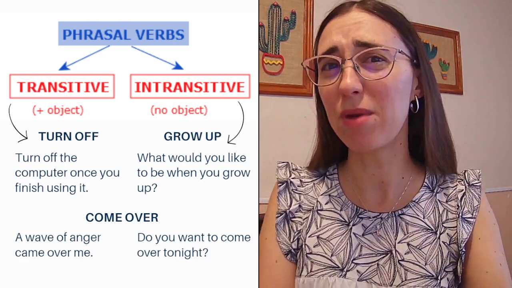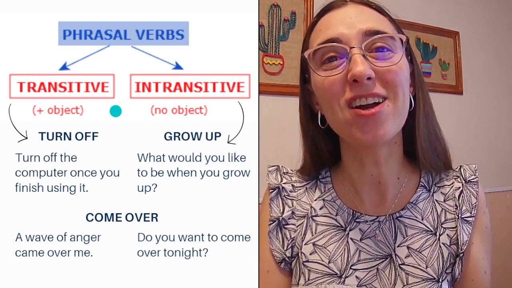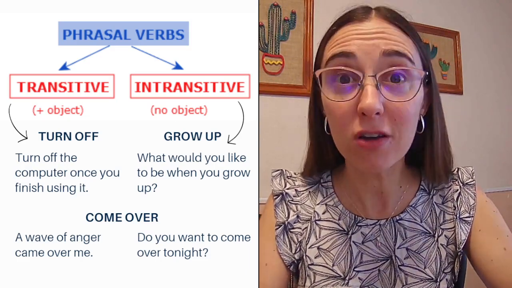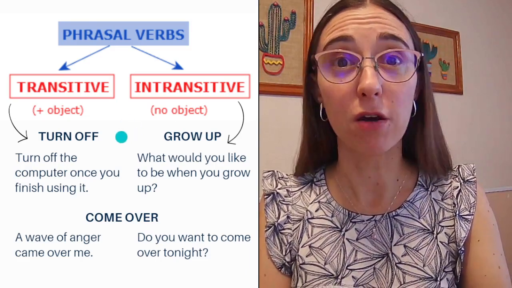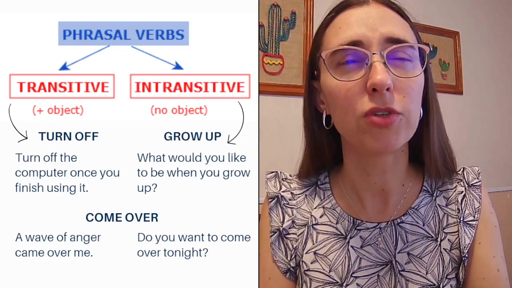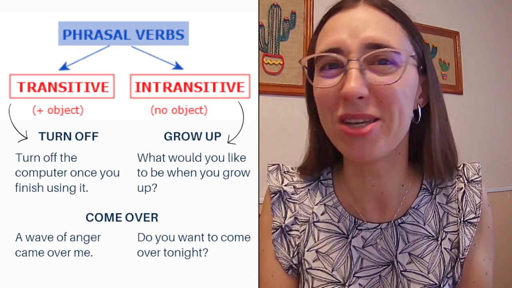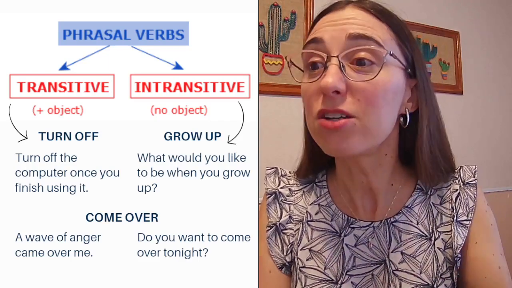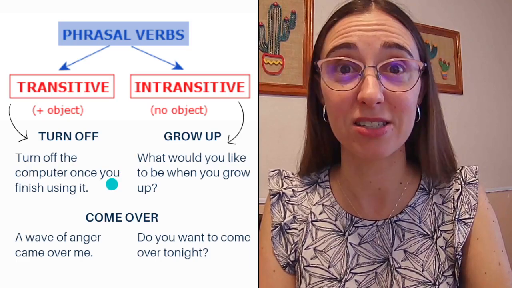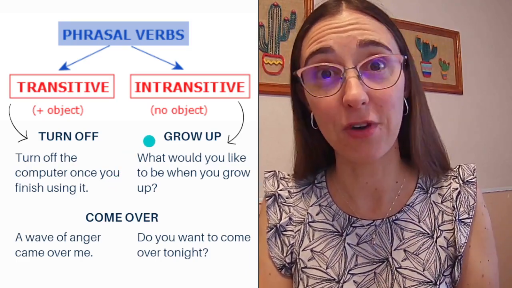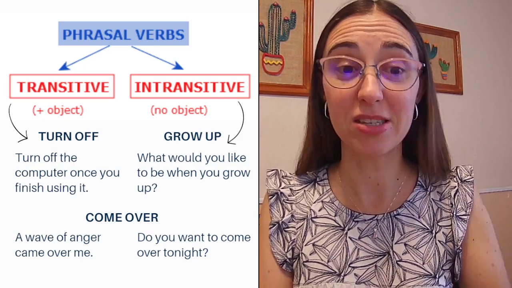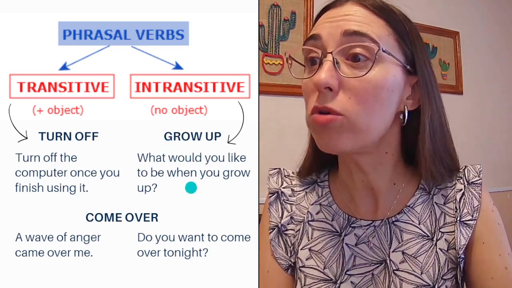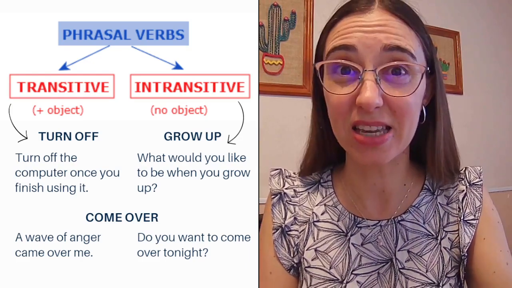What is this? Perhaps you remember something from secondary school. When a verb is transitive, it needs an object. So the meaning is incomplete if it's not followed by an object. For example, turn off. If I just say, please turn off, you're going to say, what? What do you want me to turn off? So this is a transitive verb because it needs an object to complete its meaning. Turn off the computer once you finish using it. Then, if we focus on this other phrasal verb, grow up, it is intransitive because the idea is complete in itself. Look at the example. What would you like to be when you grow up? It doesn't take an object.